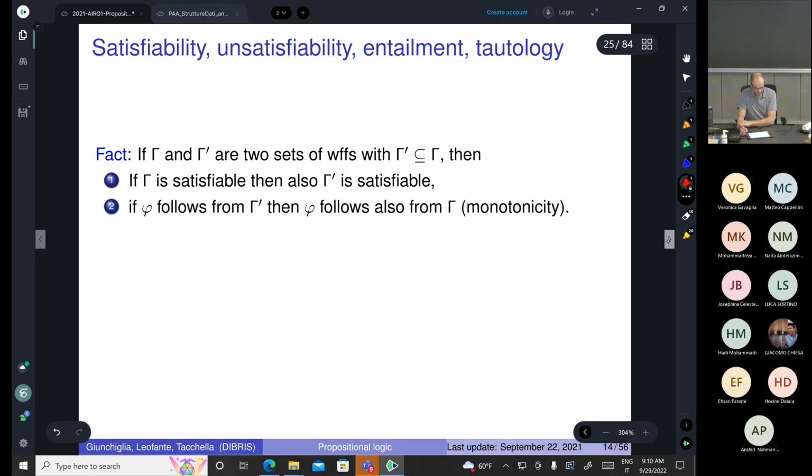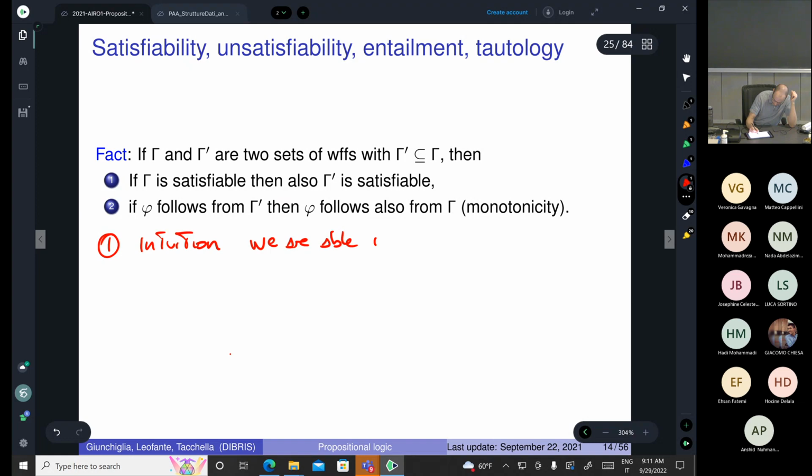Okay, more about our notion of satisfiability and so on. If we have two sets, and gamma prime is a subset of gamma. If gamma is satisfiable, then also gamma prime is satisfiable. Let's give some intuitions about this.